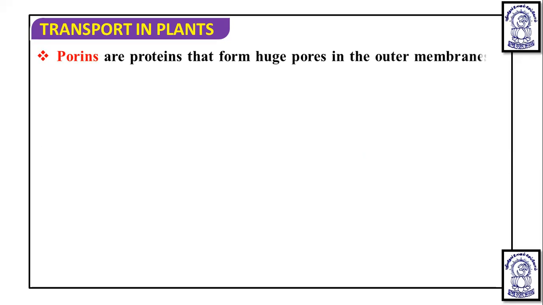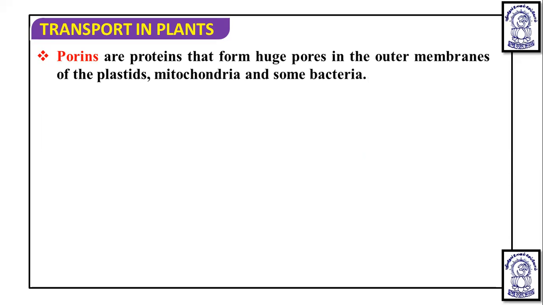So if you talk about transport proteins, there is a special type of transport protein we have to discuss, and the special type of transport proteins are the porins. Porins are involved in facilitated diffusion, and they are large proteins that form huge pores in the outer membrane of plastids, mitochondria, and some bacteria. We remember, in the outer membrane of plastids, meaning chloroplasts, mitochondria, and bacteria, these are the large proteins which form the huge pores.